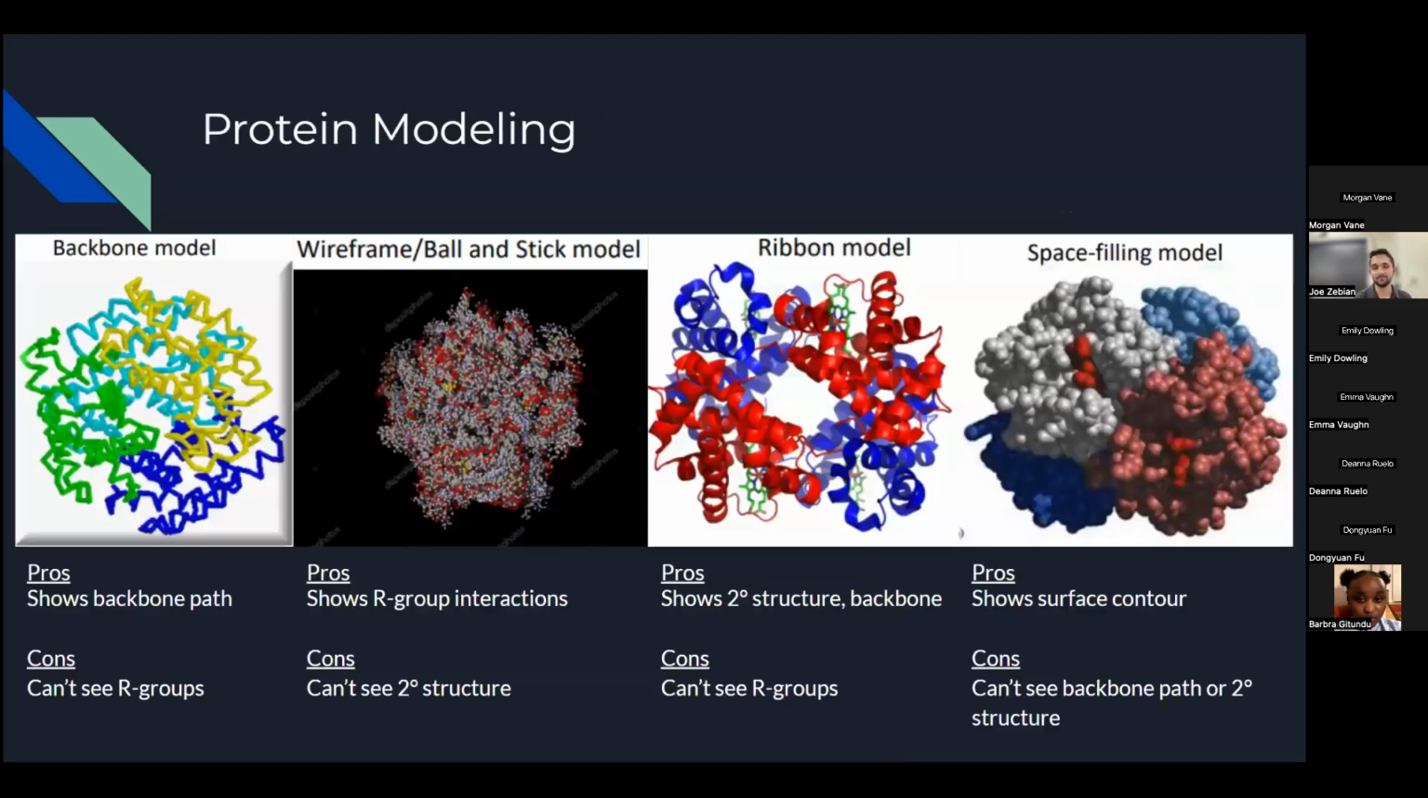No problem. Okay. Protein modeling. This is pretty straightforward. I'm not sure how much you guys are going to need, but there's a backbone model. It shows the backbone. You can't see the R groups. There's a wireframe and a ball and stick model. You can see the R group interactions, but you can't see secondary structures. So your alpha helices and beta sheets, which we're going to get to, you won't see that. Ribbon model is great because it shows the secondary structure and the backbone, but you can't see the R groups. And then finally, you have a space filling model, which shows the surface contour, but you can't see the backbone path or the secondary structure. I wouldn't worry too much about these.